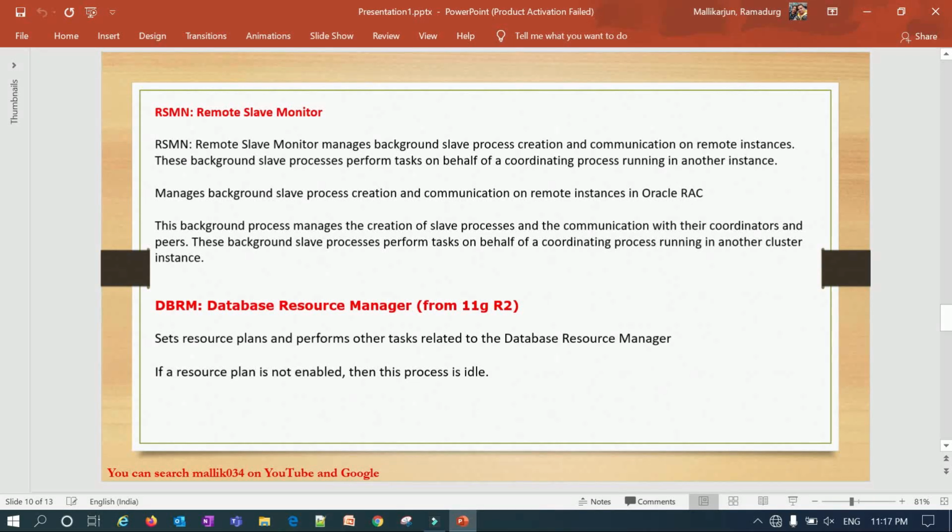What it says: remote slave monitor manages background slave processes creation and communication on the remote instances. These background slave processes perform tasks on behalf of your coordinator process. That means you connect to node 1 and node 1 acts as a coordinator, and from there it will distribute the work or distribute the transaction to the other RAC instances, and this RMS process will communicate between all the cluster nodes, and it will keep monitoring the processes, whether they are running fine or whether they are stuck or whether they failed.